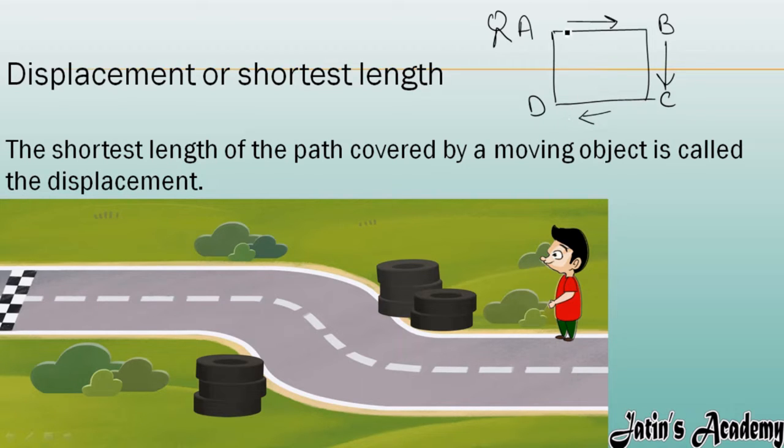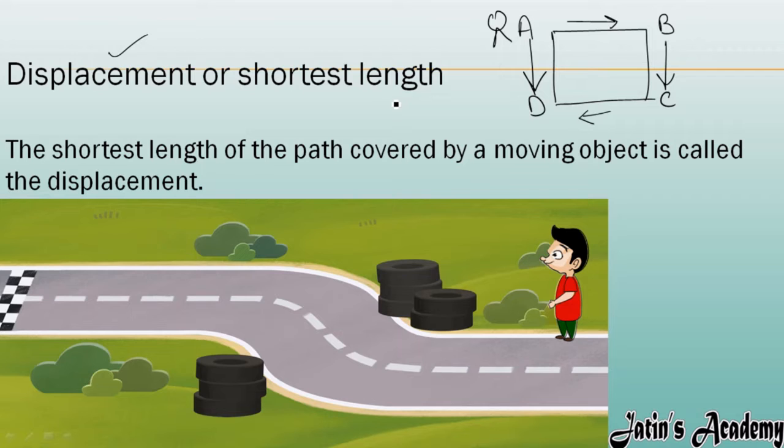So in this first method, actually he has covered the actual path. Full distance he has covered, the actual path he has covered. So that is known as the distance traveled by him. This boy in this case has covered distance. But a second method is also there. In order to reach from point A to point D, he can directly come from point A to point D like this. A shortcut he can take. So the total length covered by a body is distance, and the shortest length covered by a moving object is known as displacement. This is the main difference between distance and displacement.